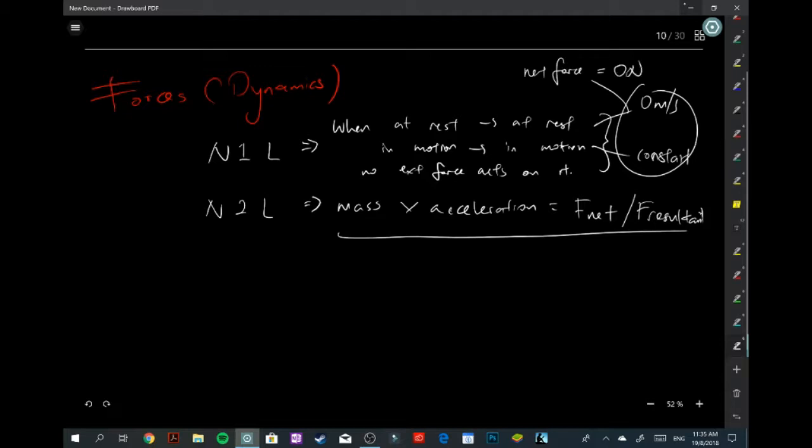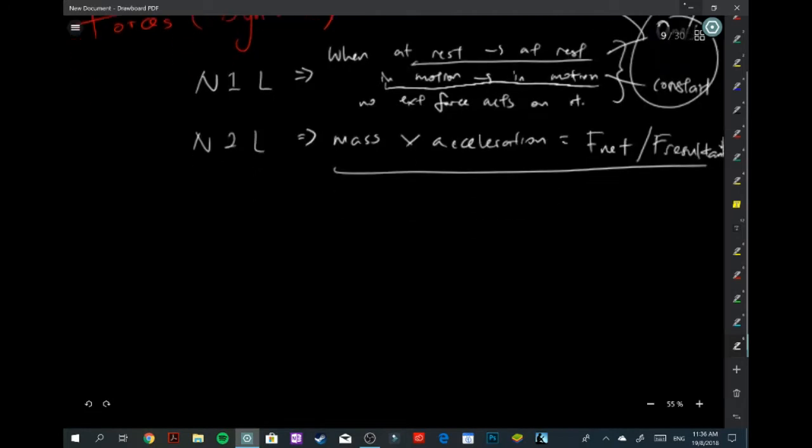If net force is more than zero, that means something is acting on it. So when at rest, it will continue at rest, which means the speed is zero. When in motion, the object will continue in motion, which means the speed is constant. Take note that the net force here is 0 Newton. The second law is F equals ma.